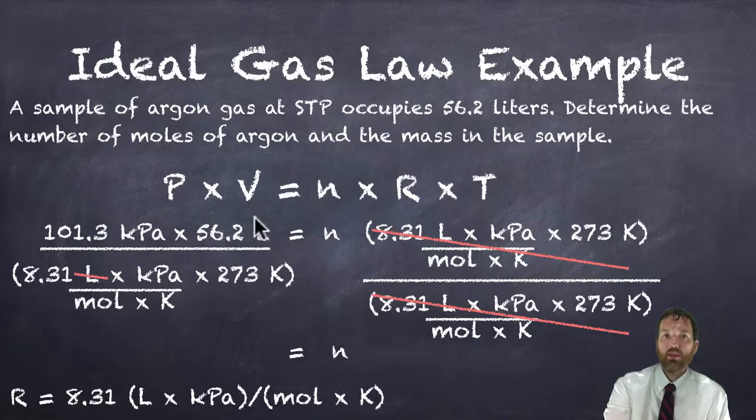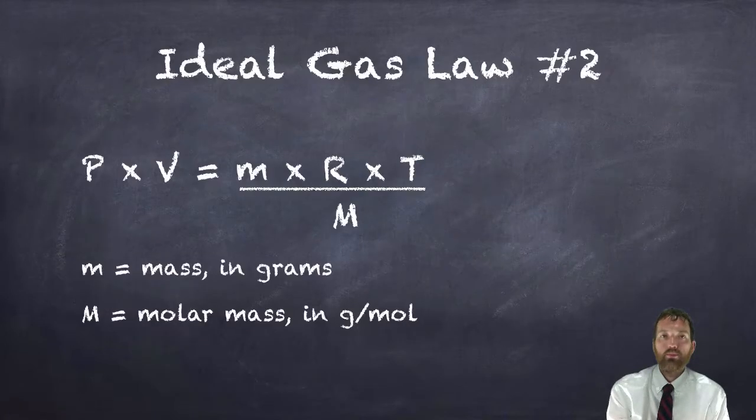Remember, if the same unit is above and below, it will cancel off. So I have liters and liters above and below a line, so they'll cancel. Kilopascals and kilopascals will cancel. Now down here under this line, this is technically below this. So Kelvin and Kelvin cross off, and that's why I'm left with moles, which is what I'm solving for. So if I punch this in my calculator correctly, I'll get the right answer. In my calculator, I would do 101.3 times 56.2, enter, divided by, open bracket, 8.31 times 273, close bracket, enter. And if you do that correctly, you will get 2.51 moles.